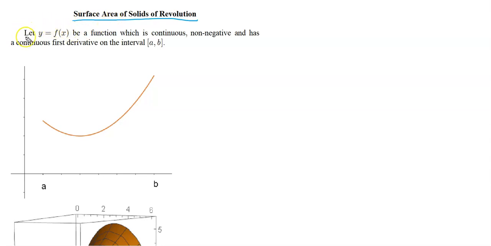So to start, let's assume that we're given a function y equals f of x, which is continuous, non-negative, and has a continuous first derivative on the interval from a to b. So down here we have the graph of such a function for x varying from a to b. And we're going to rotate this around the x-axis. If we rotate it around the x-axis like that, then this curve will generate a surface, and that surface will look something like this.